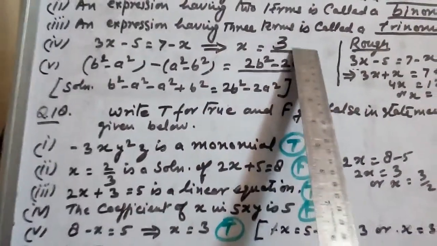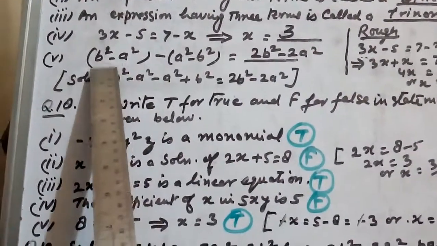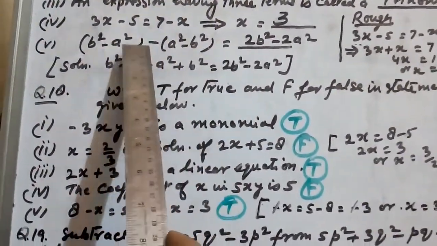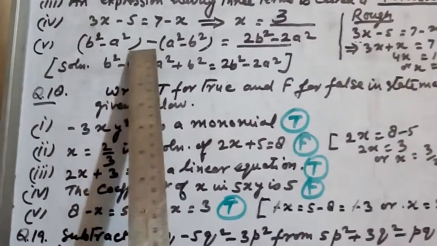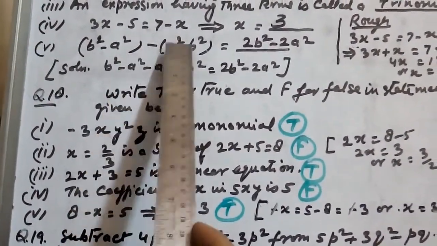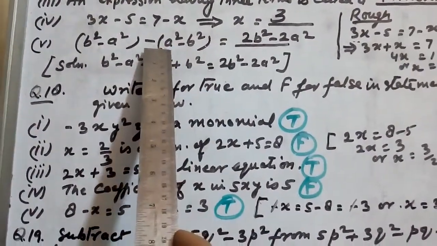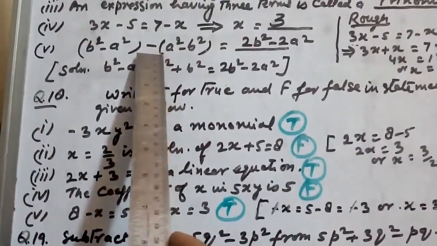We have to fill in the blank here. Now the next part is b square minus a square minus (a square minus b square). Children are generally confused in such type of equation, and they write down 0 in a hurry. But you have to think carefully, then you have to answer it.